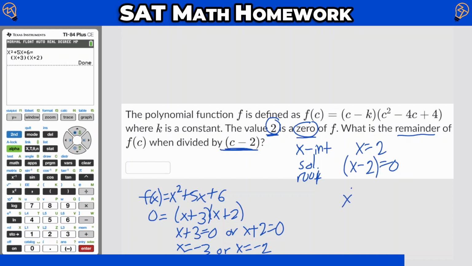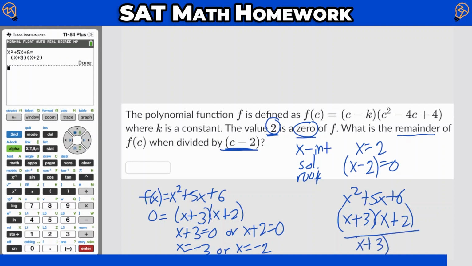Think about the x squared plus 5x plus 6 scenario. That already factored to this. If you divide it by either of its factors, let's say x plus 3, do you get a remainder? No, it goes in perfectly. So what's the remainder? 0.